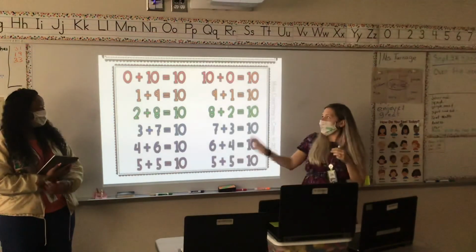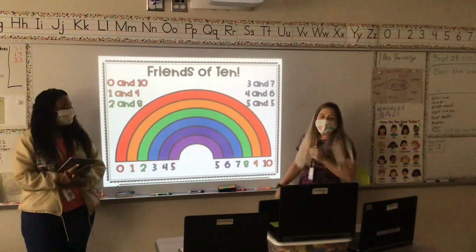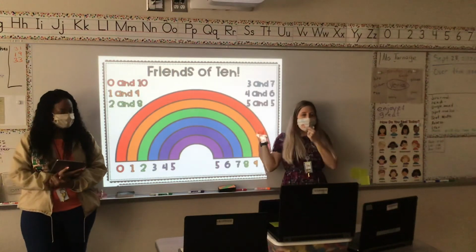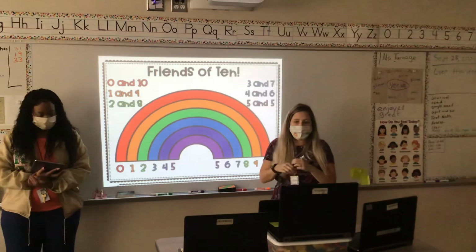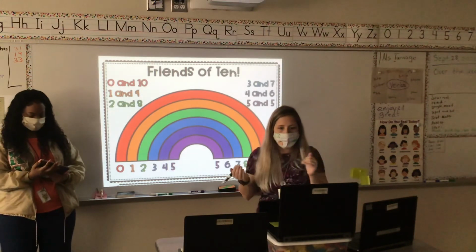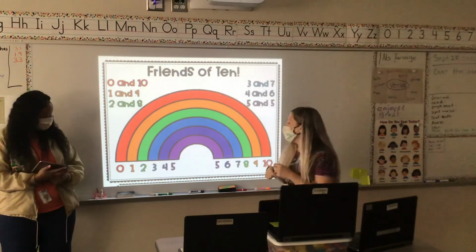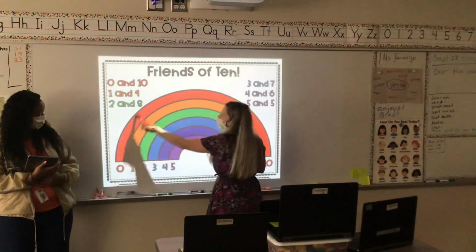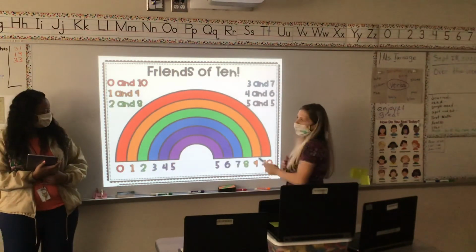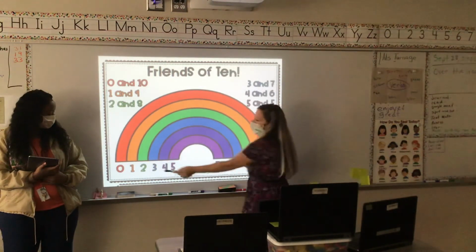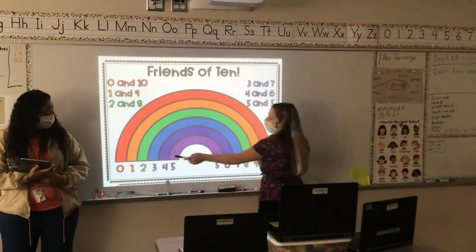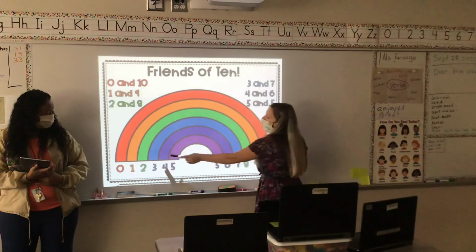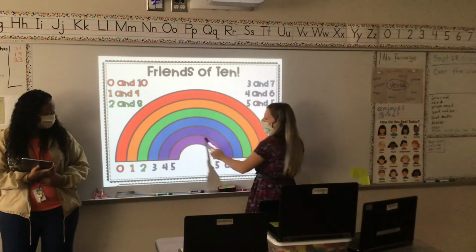Oh yeah. Well, hold on. Go back to the rainbow real fast. Me and Miss Beth found this really cool thing, and it talks about friends of 10. So it's like a rainbow, and it's making the different fact families for the number 10. So if you follow the red all the way over, 0 and 10 are always friends. 1 and 9, 2 and 8, 3 and 7, 4 and 6, and then 5 and 5.